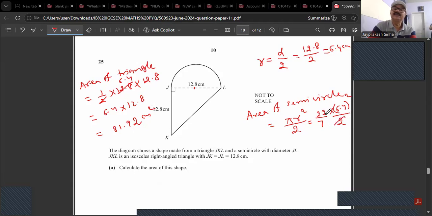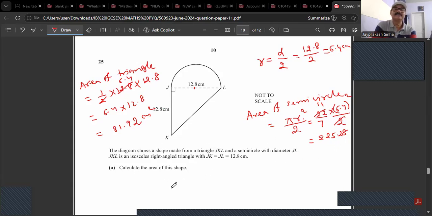This area we can write as 11 into 6.4 into 6.4, so that comes as 450.56 divided by 2, 225. Okay, pi r square by 2, 6.4 square, so we are getting 225.28.